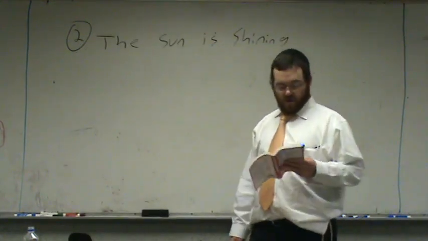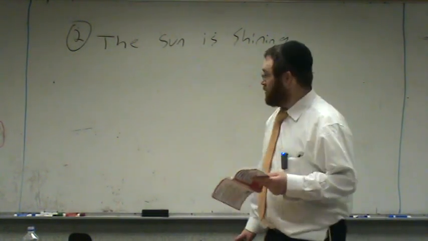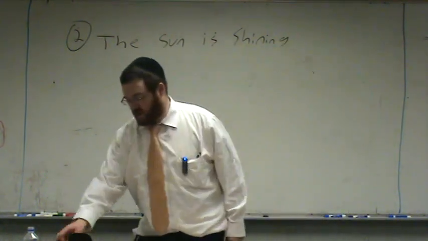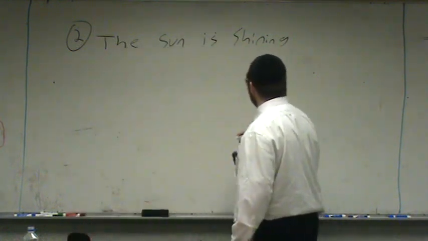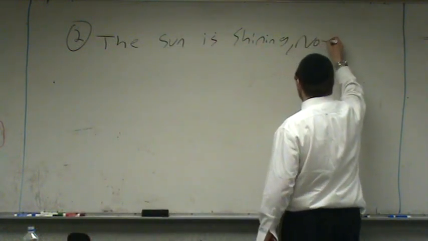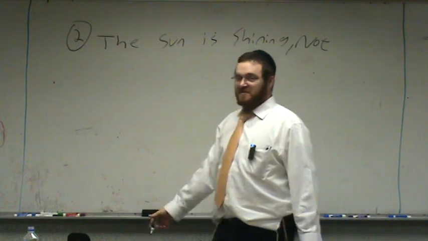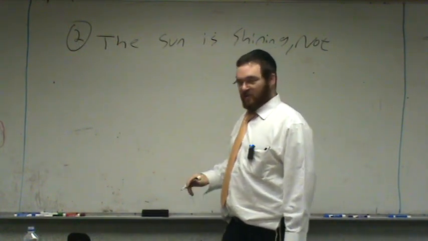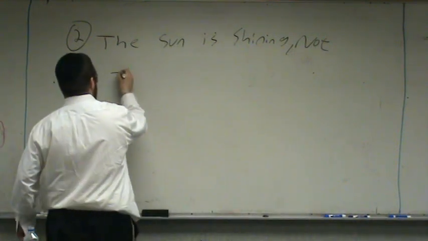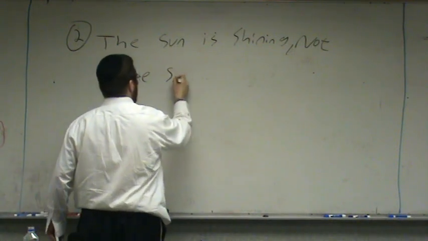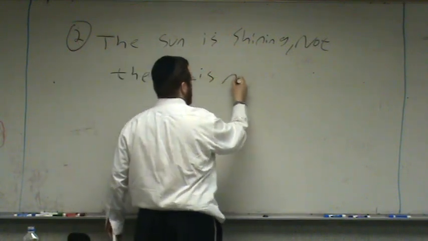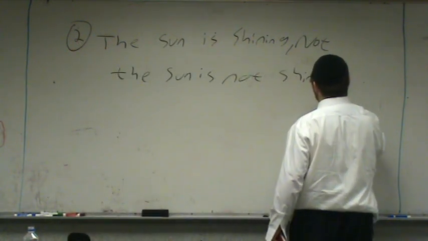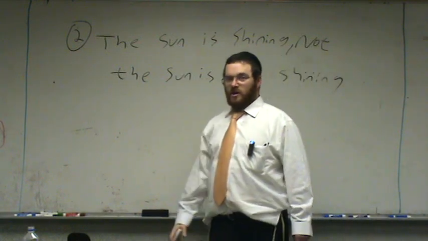Question 2. What is the negation of the statement the sun is shining? So if you want to say the sun is not shining, some people say the sun is shining, not, but that's not how you speak. The way you do it is, you put the not where it's supposed to go. You put it in: the sun is not shining. Right? You don't say the sun is shining not.